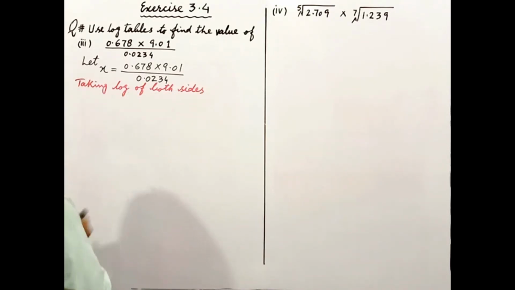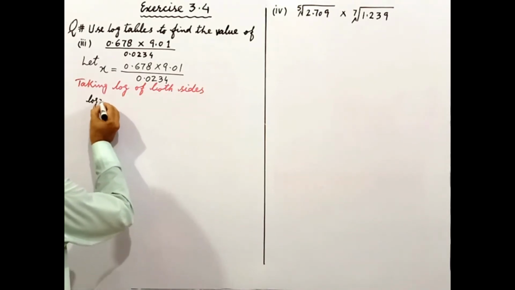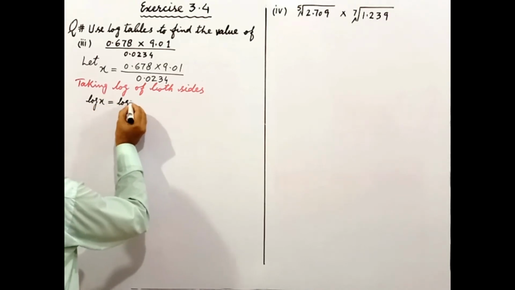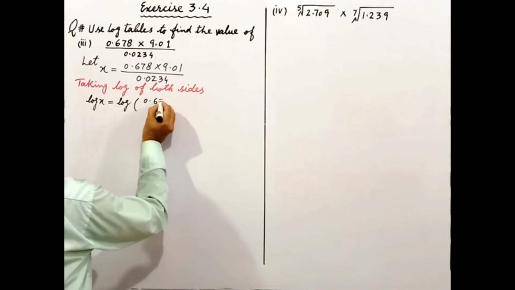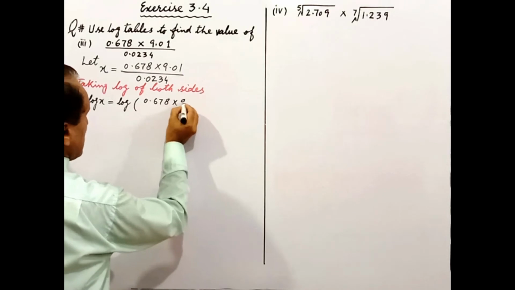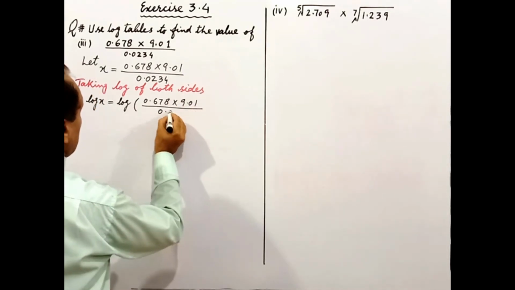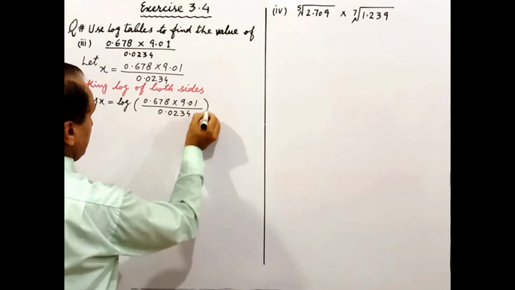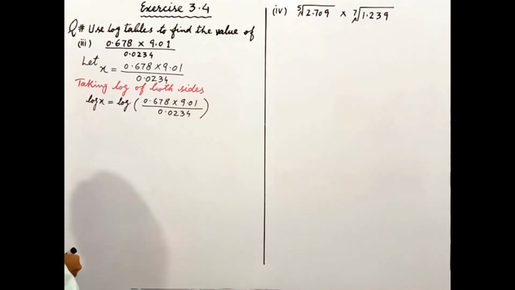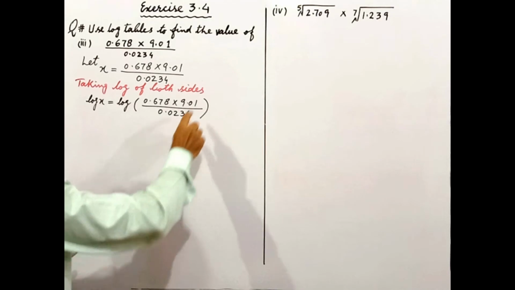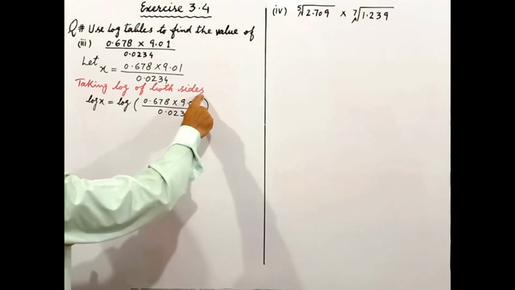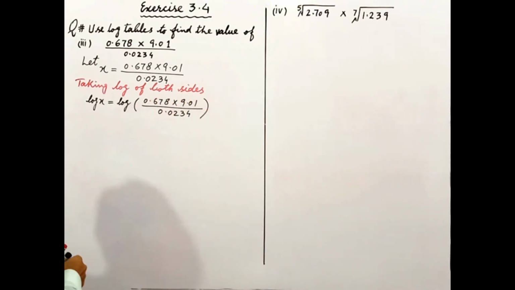we have log x is equal to log 0.678 multiply 9.01 whole divided by 0.0234. As we observe, the value is not only in a ratio as well as it is present in a product. So it means we have to apply the law of ratio as well as law of product, that is the first and second law of log.